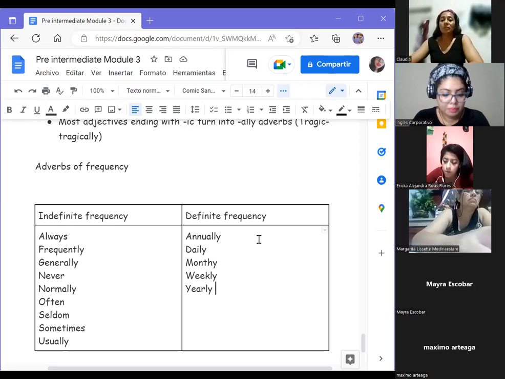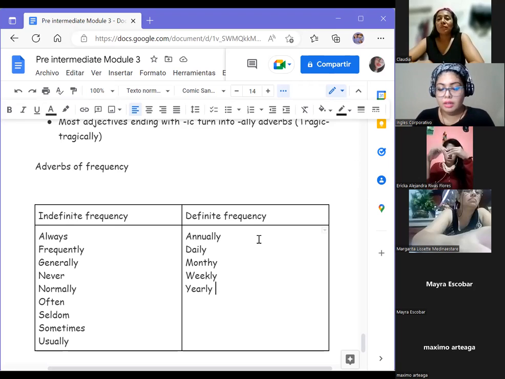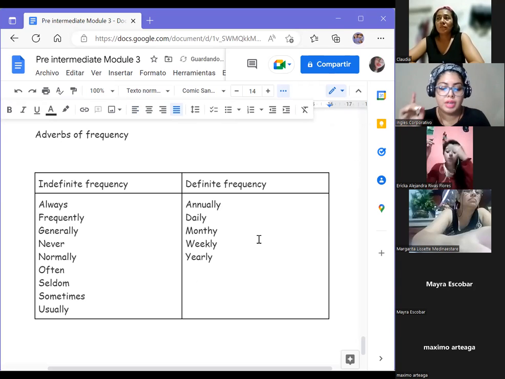So, in that case, we have just examples for these two categories. Now, the most important question, something that we need to know about the adverb, is how to use adverbs in a sentence.